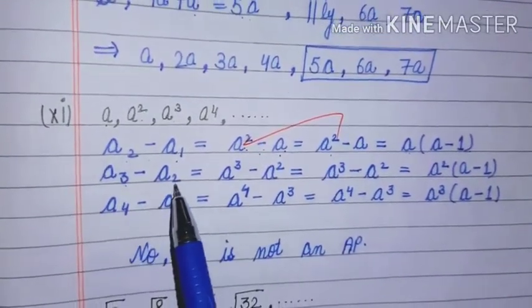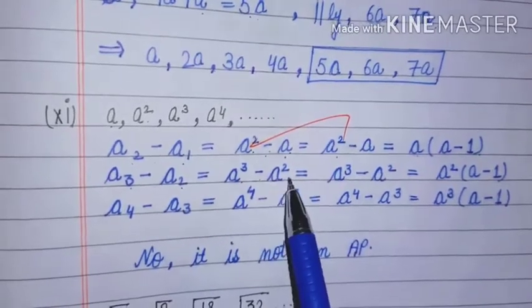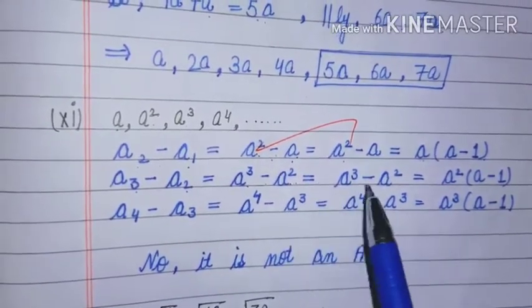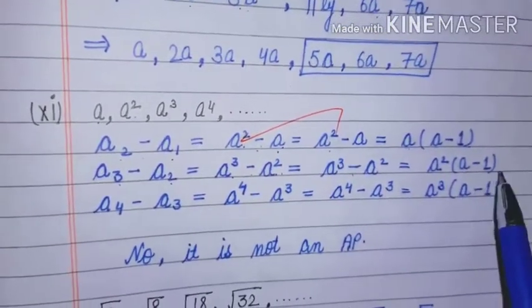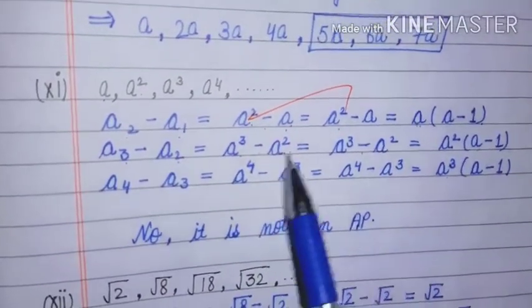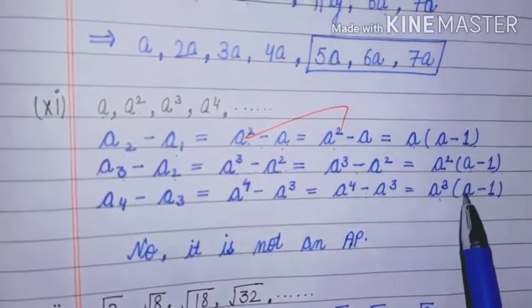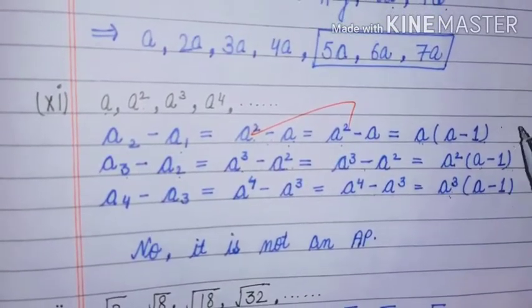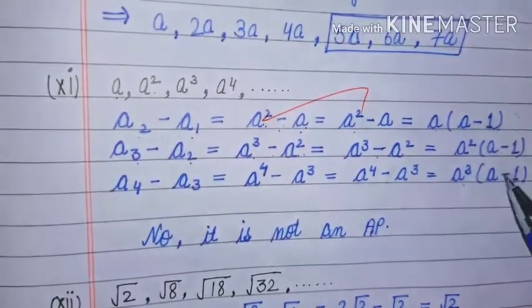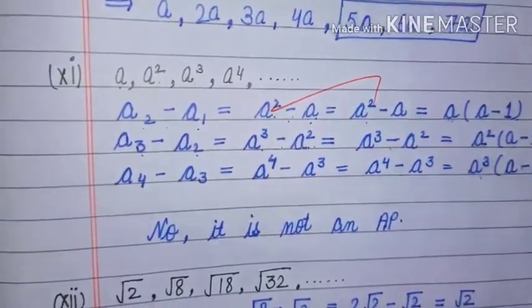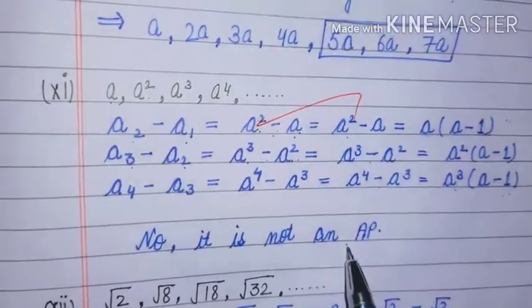In second part also, A3 minus A2. So A cube minus A square. These are also unlike terms. So here also we will take common. Common is A square, then you will get A minus 1. In third case also you will solve, then you will take common A cube, A minus 1. You are observing, beta, in all 3 cases the value of D is different. Only this part is same, but the complete term is different. It means this is not an AP.